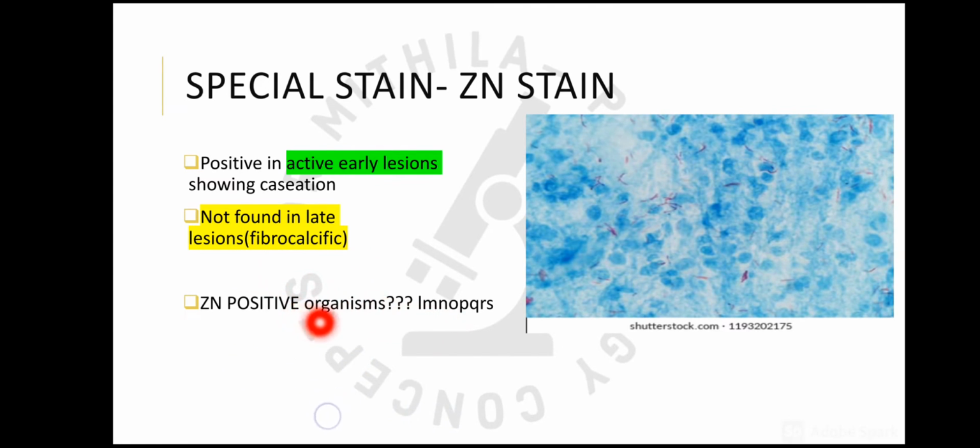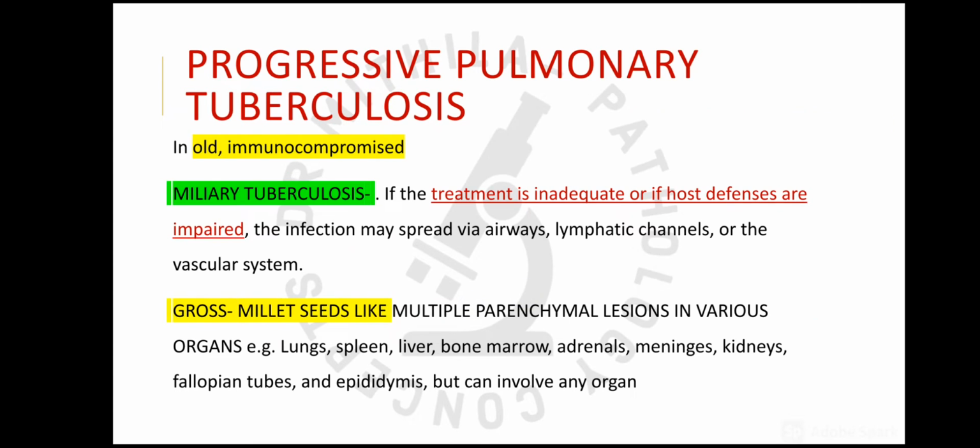And you should also remember the organisms. I told you that there's a mnemonic to learn all this: Legionella, Mycobacteria, Nocardia. So all those examples you have to remember for the ZN positive organisms. It is very commonly asked in the Viva, and also you are asked about the principle of ZN staining.